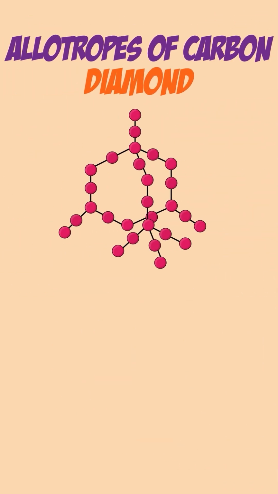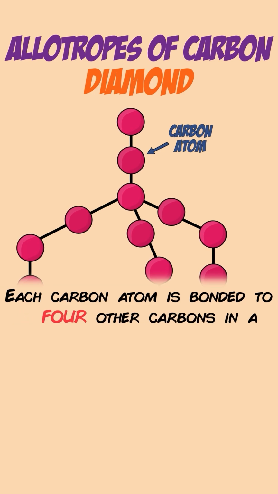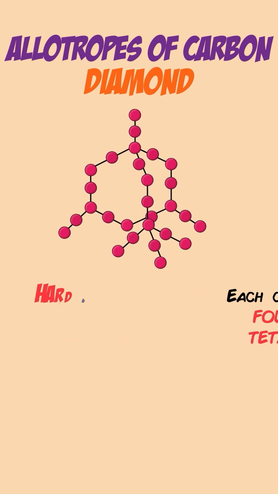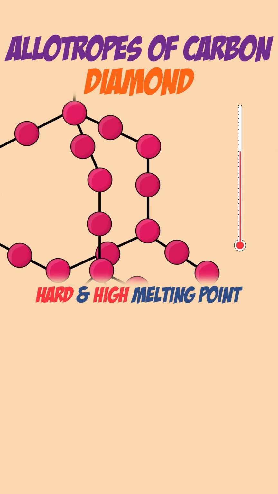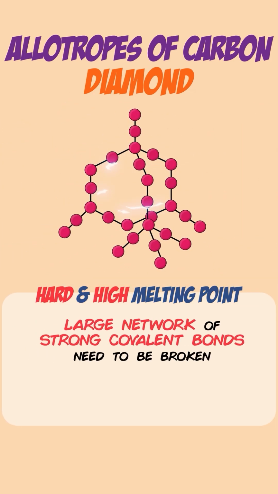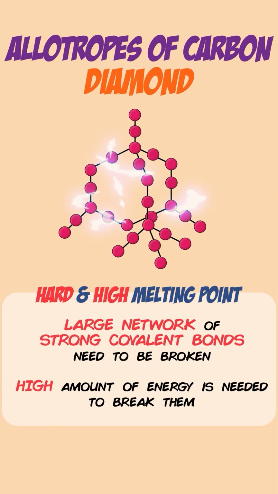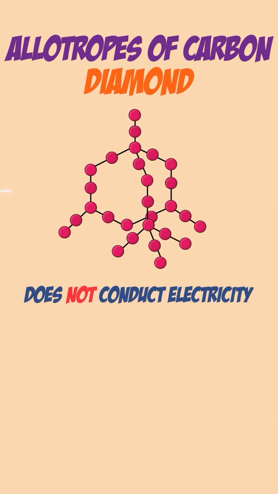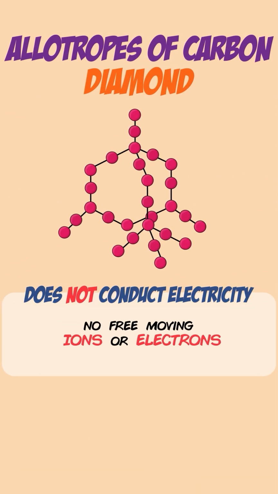Diamond is formed from several carbon atoms, each sharing 4 covalent bonds in a tetrahedral structure. It's very hard with a high melting point because the large network of covalent bonds require a large amount of energy to break them. Diamond does not conduct electricity because it has no free moving electrons or ions.